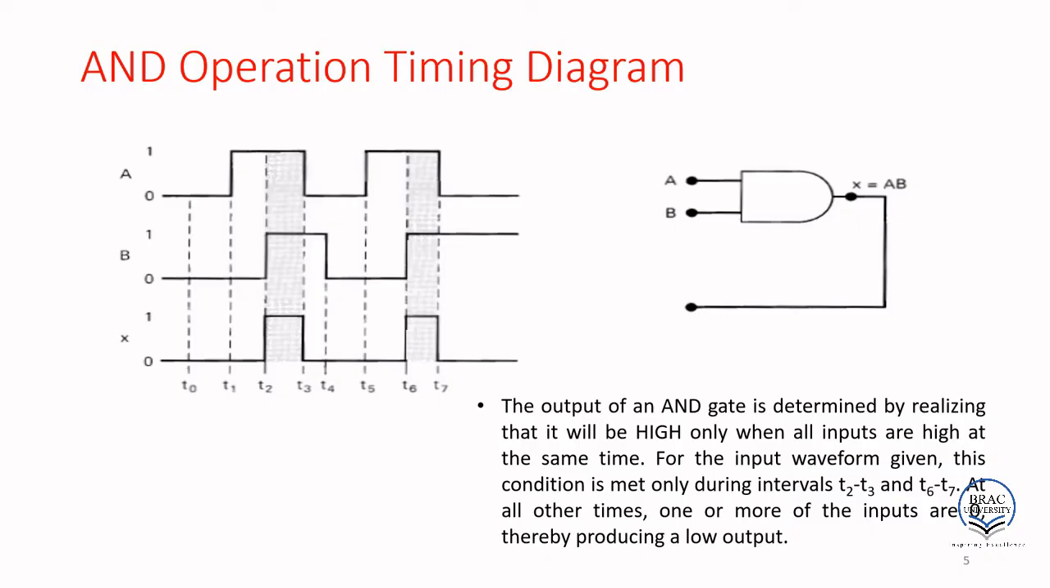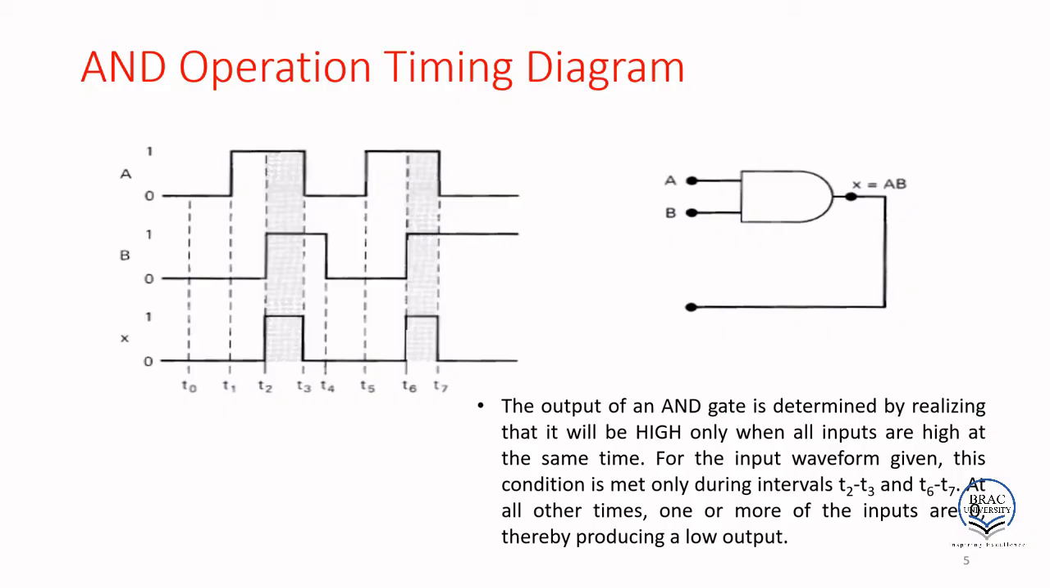Now the timing diagram. You can locate here T0, at T0 A and B are both 0. If both of them are high, the output is high. It is very clear if you look at here. So this one is high, this one is high, and for this region the output will be high.